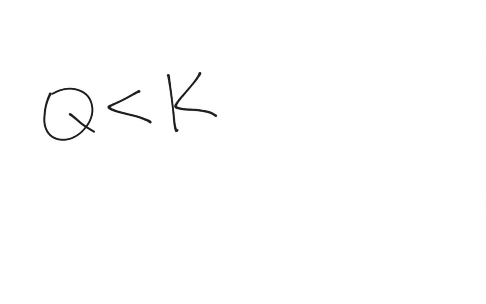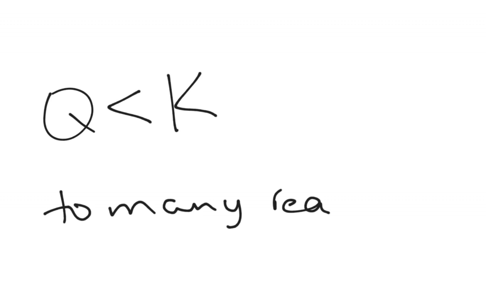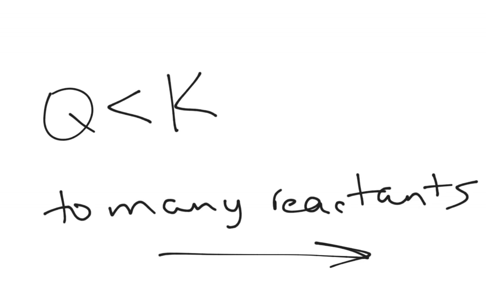Okay? If Q is less than K, then that is when I have too many reactants. And so I'm going to see a shift to my products. I will use up my reactants. I will make more product.